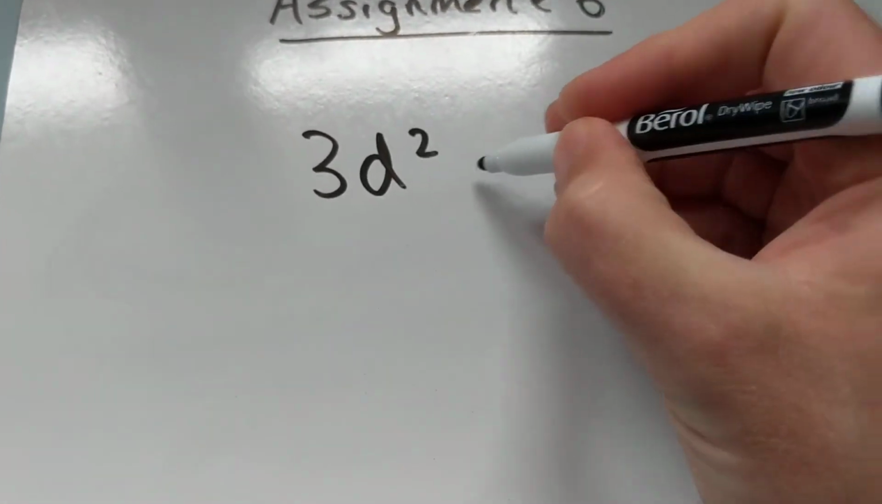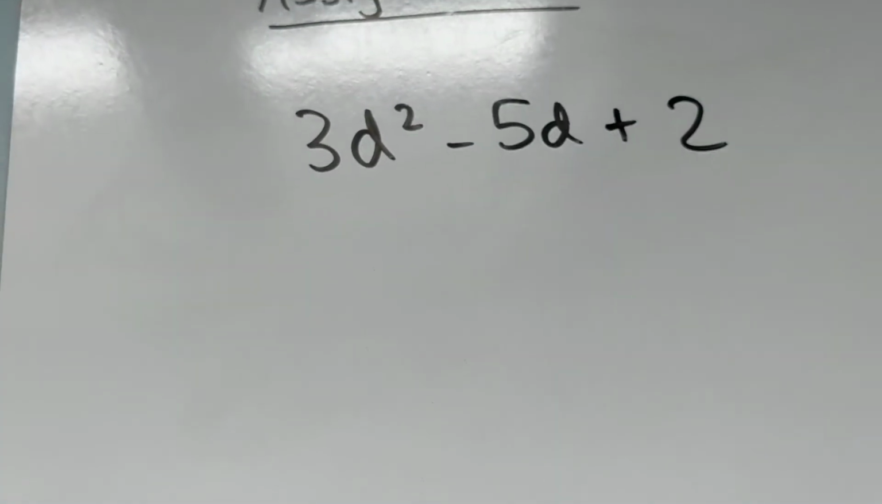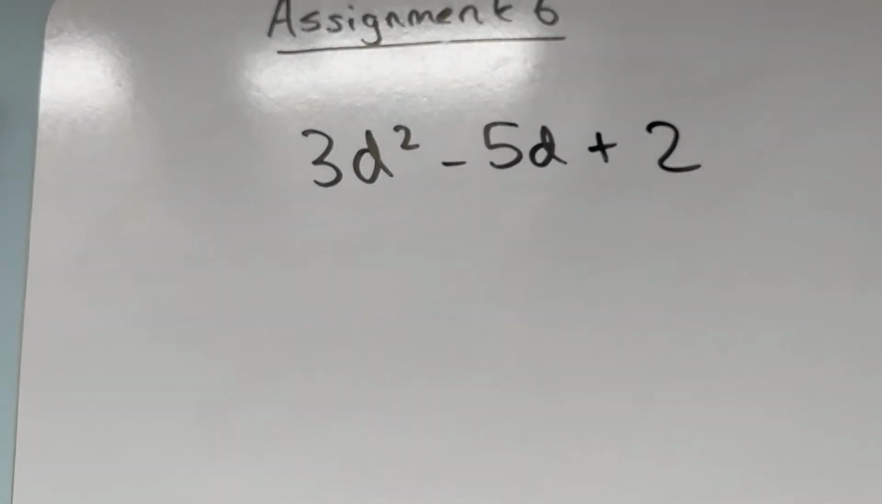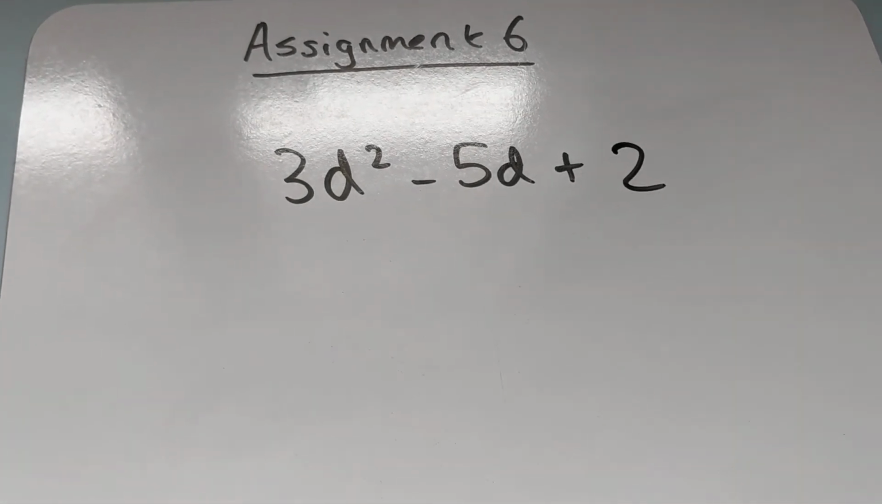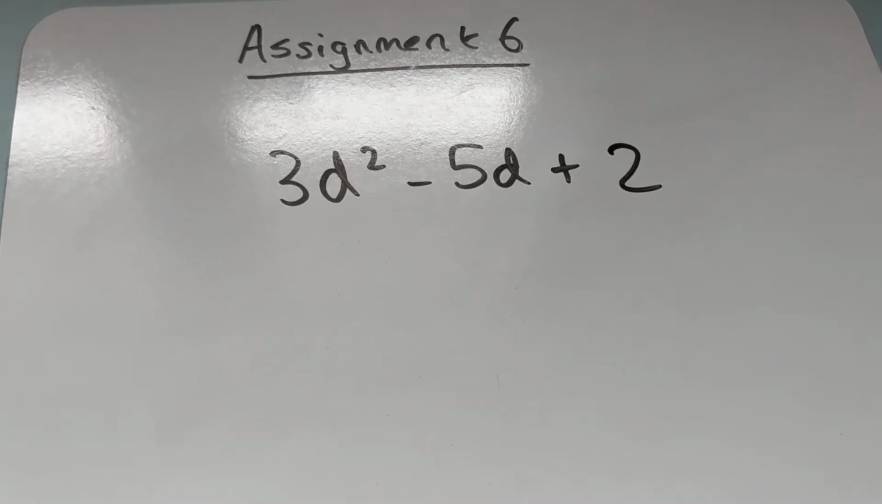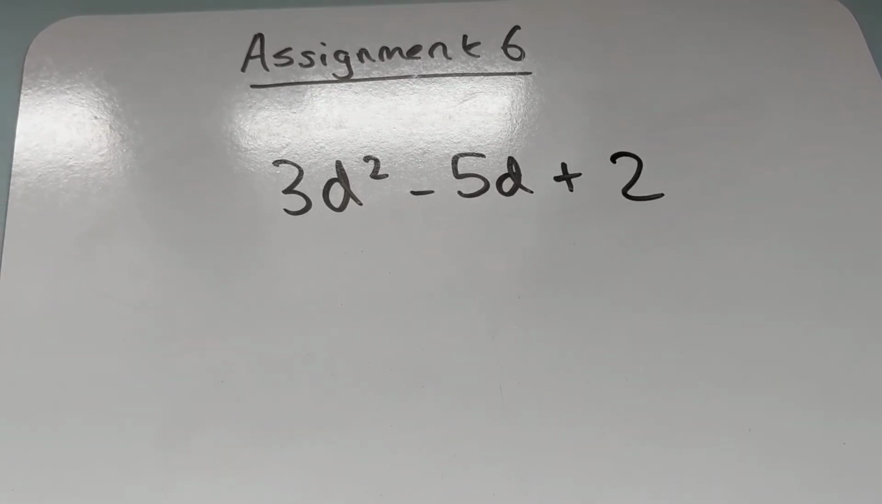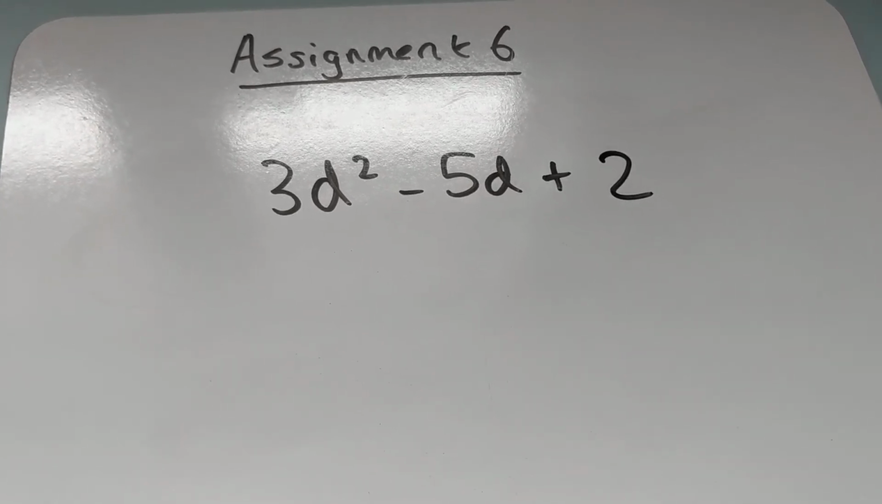Factorising a trinomial is the next question. 3d squared minus 5d plus 2 was question number 6. Now, to factorise, the first thing you look for is a common factor. Is there a number that goes in each term? No. The next thing to look for is a difference of 2 squares. 3d squared, no, 5d, so not a difference of 2 squares here, so we're left with a trinomial.